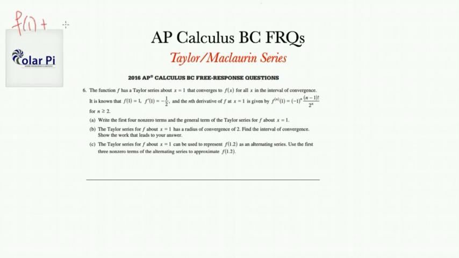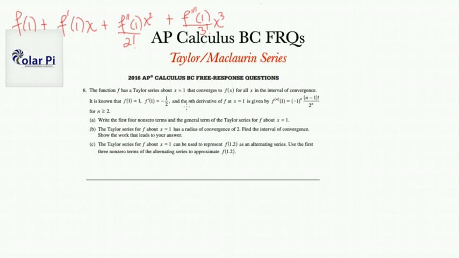It's f of 1 plus f prime of 1 times x minus 1, over 1 factorial. But who cares about that? Then f double prime of 1 times x minus 1 squared over 2 factorial, plus f triple prime of 1 over 3 factorial times x minus 1 cubed. They said the first 4 non-zero terms, so knock yourself out. You do that. I'm not going to do that.